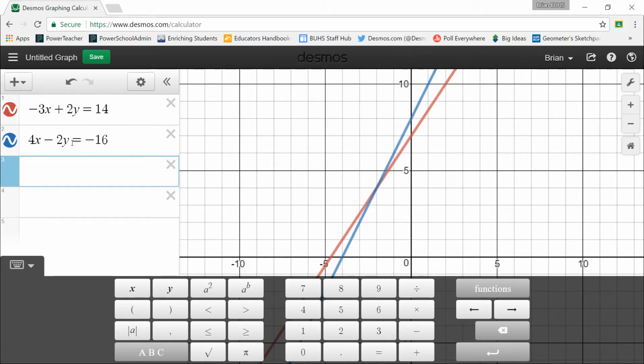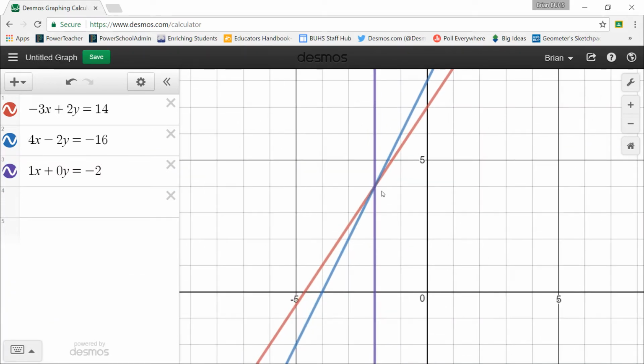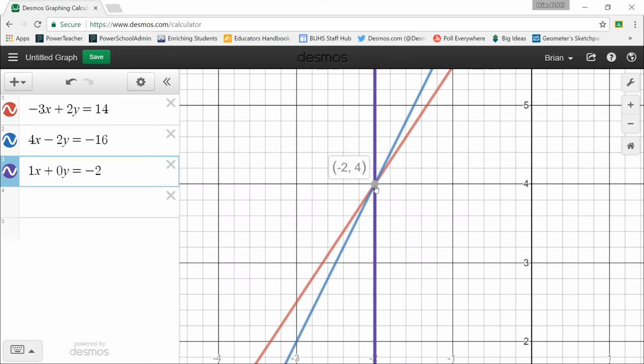When I add these together, I had 1x plus 0y's equal to negative 2. And that gave me this purple line. This purple line's completely different than those other lines. But what feature does it have in common with these other lines? They intersect at the same point. This is like a triple intersection right here. Check that out. And so this is a simpler equation.